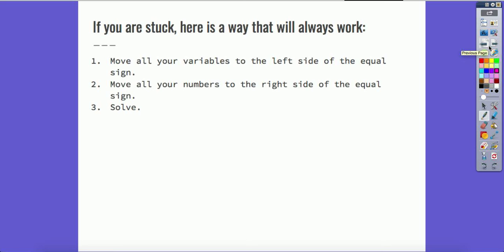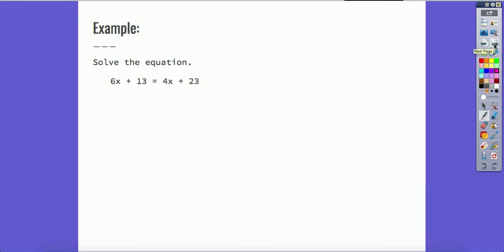So if you're stuck and you don't know what to do for sure, here's a way that'll always work. You can move all your variables to the left side of the equal sign, and then you're going to move all your numbers to the right side of the equal sign, and then you're going to solve like we already have been. So let's take a look at an example.